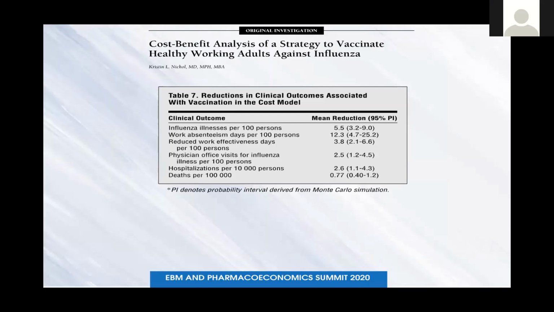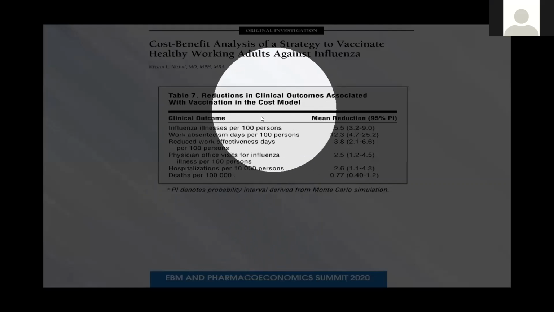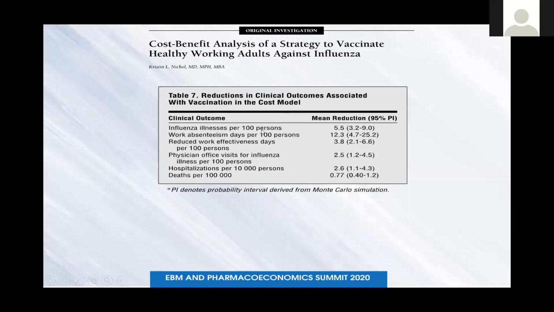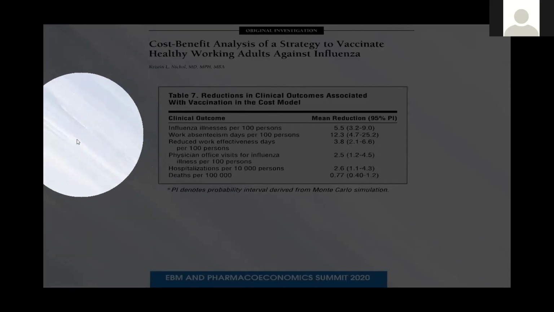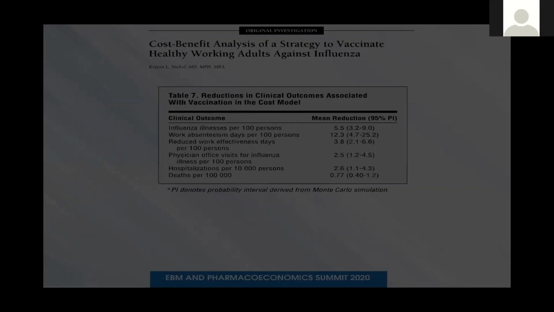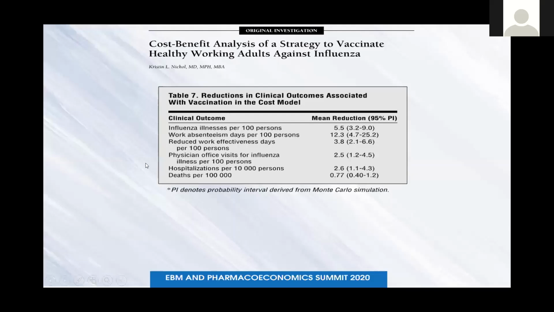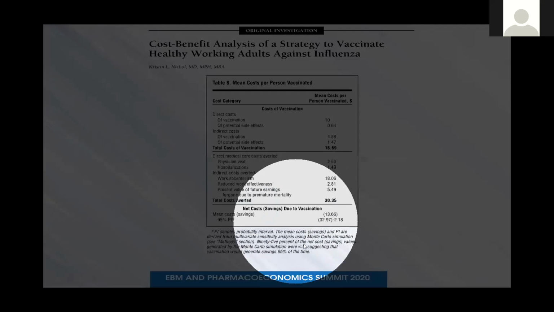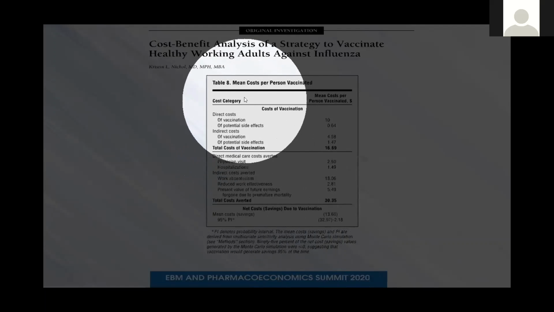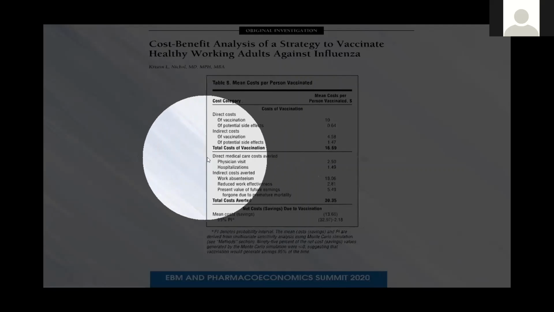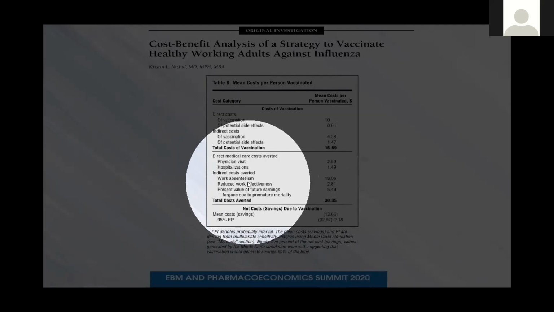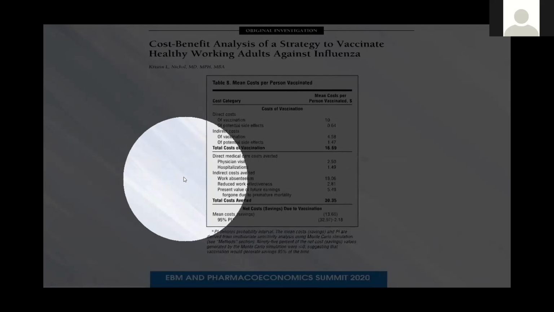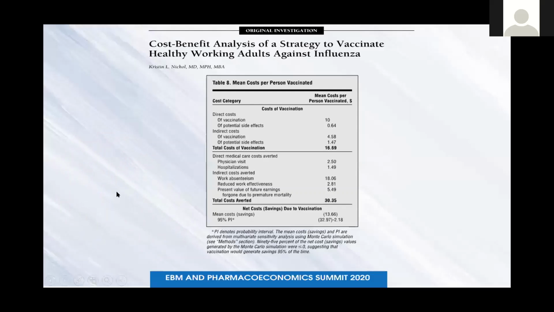Here is an example looking at the reduction in clinical outcomes associated with vaccination using a cost-benefit analysis. First of all, what the authors or researchers tried to do is to identify the clinical outcomes that they would give the money value for. And then after estimating it, of course, they would look at the cost per person vaccinated, okay? So they will look at the cost for each vaccine, direct or indirect, and then they would give the money value for the outcomes that were specified from the previous step, okay?